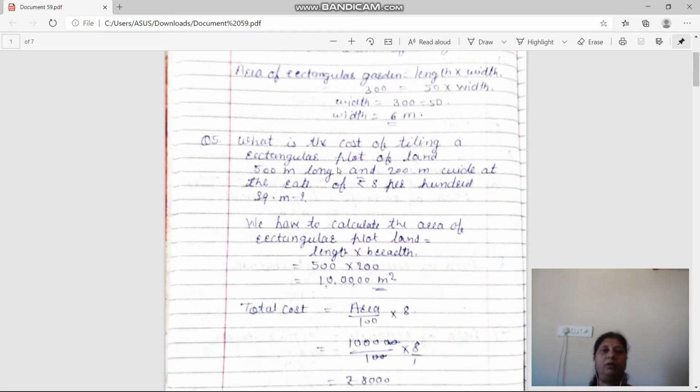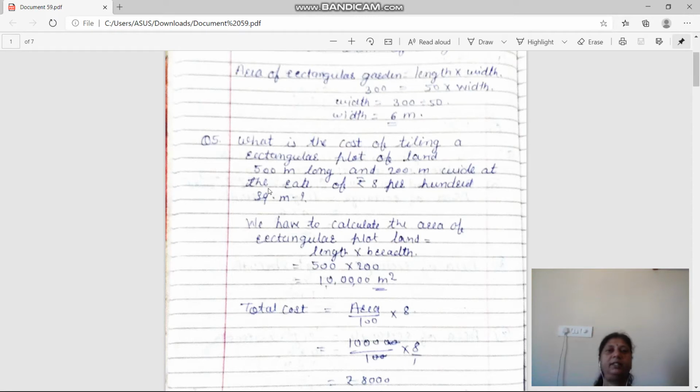What is the cost of tiling a rectangular plot of land 500 meter long and 200 meter wide at the rate of rupees 8 per 100 square meter? First of all, understand that the plot is rectangular, right? So we have to find out first the total area of the land. First we have to calculate the area of the rectangular flat land, which is equal to length multiplied by breadth.